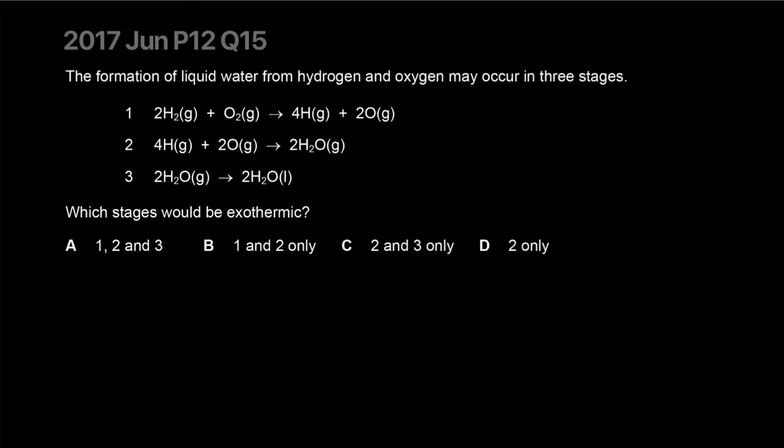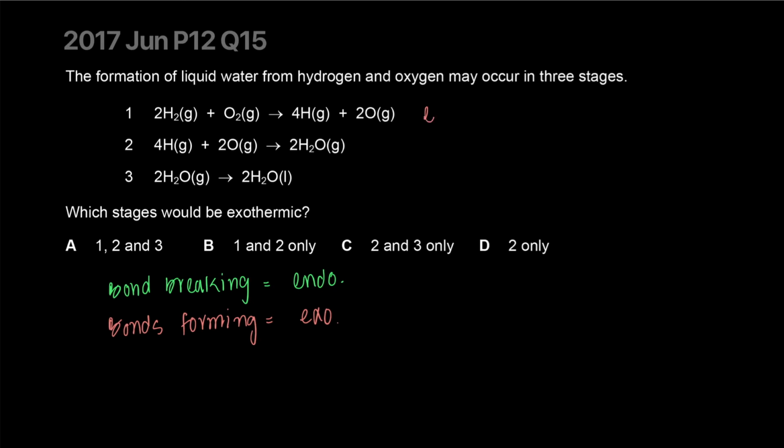Bond breaking: if you're breaking bonds, that's endothermic, right? That's endo. And bond formation, bonds forming, is exothermic. So where are bonds breaking and where are bonds forming? The first reaction is all bonds breaking. This is completely endo. And the second one is completely exothermic, right?